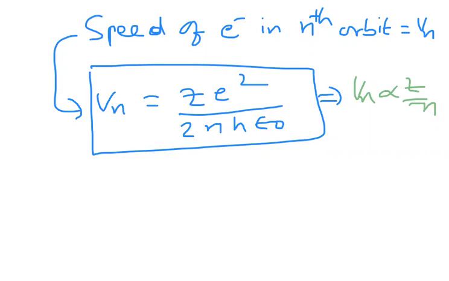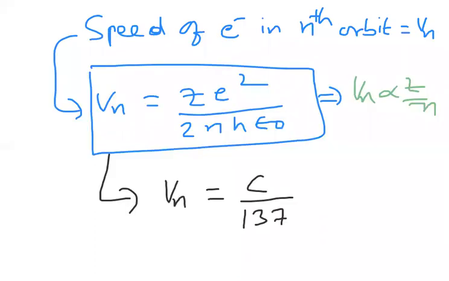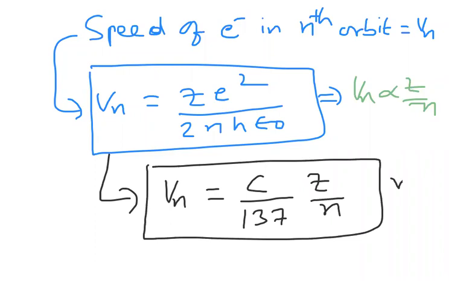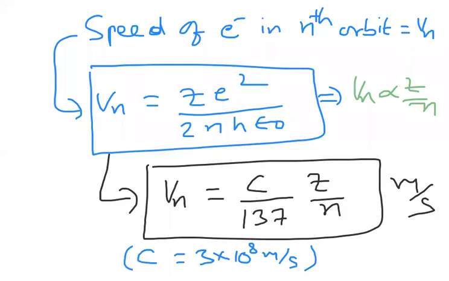Now from that information, by substituting all these constant values, I can directly write the formula: Vn equals C by 137 into Z by n meter per second. The question arises, what is this C? C is nothing but 3 into 10 power 8 meter per second, the speed of light. This is the formula for the speed of electron in nth orbit: C by 137 into Z by n meter per second.